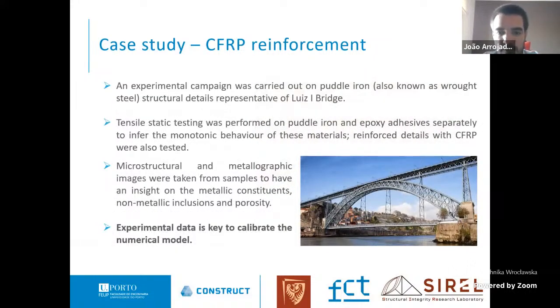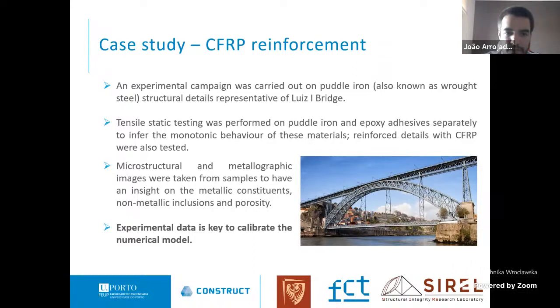The study that I've developed was an experimental campaign carried out on the puddle iron, also known as root steel, structural details representative of the Luís I Bridge here in Porto. Some tensile static testing was performed on the puddle iron only, and also on the epoxy adhesive separately, to infer the monotonic behavior of these materials. And also some reinforced details with CFRP were tested.